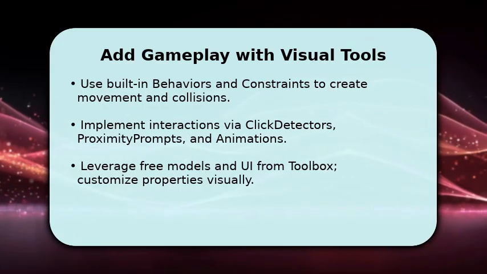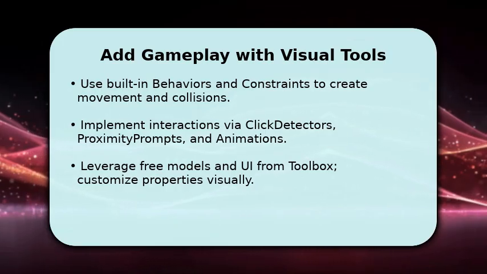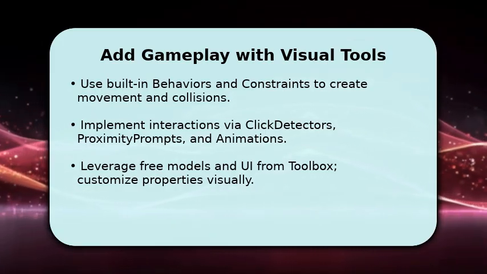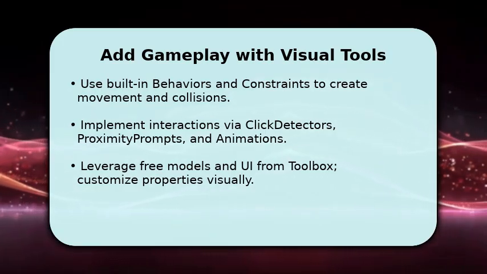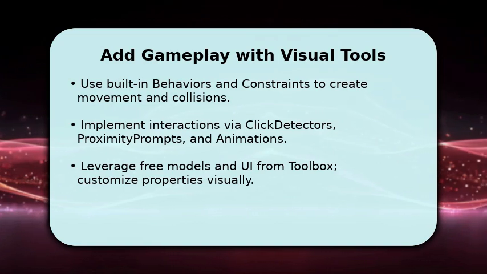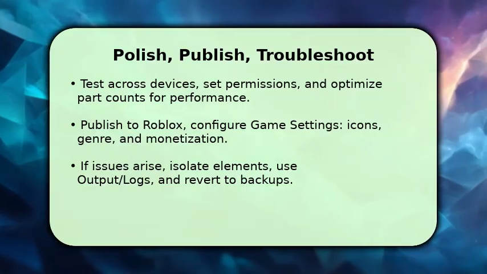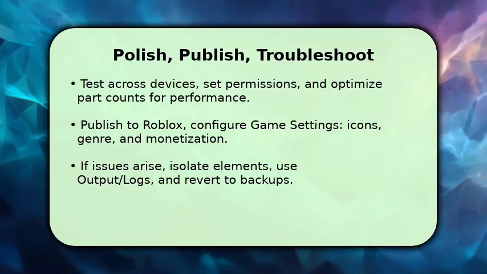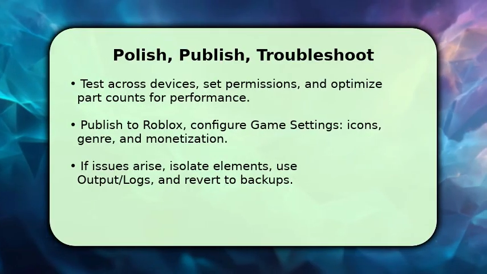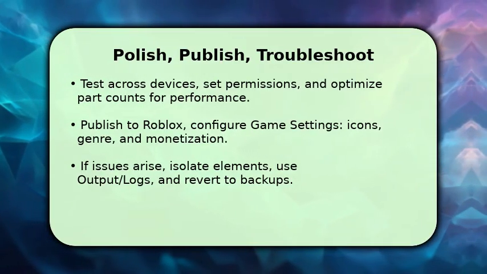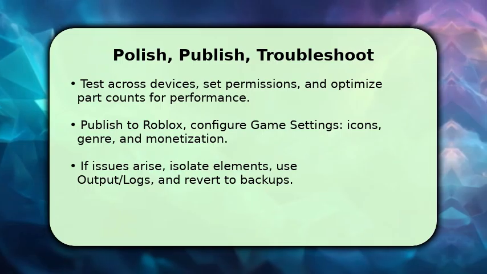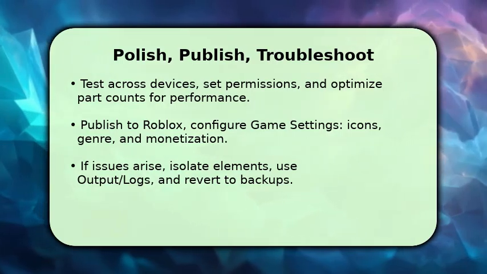Because you're working visually, test frequently in play mode to observe cause and effect and refine timings, which is faster than writing and debugging. Finish by polishing visuals, optimizing performance, and publishing. Reduce part count, bake lighting, and set game icons and tags to attract players. Once done, publish the place and configure access, developer products, or passes visually in game settings.